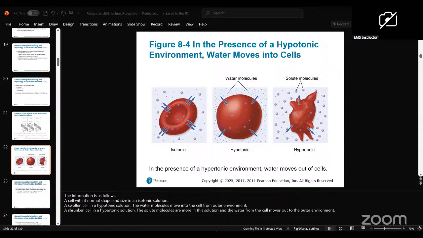But for testing purposes, remember, isotonic is equal parts in and out. Hypotonic is where we're trying to pull all the fluid from around the cell into the cell. And hypertonic, we're trying to pull the fluid out of the cell. So one of the test questions that you could see is what type of fluid solution would we be giving if we're trying to induce third spacing? And the answer to that is a hypertonic solution.